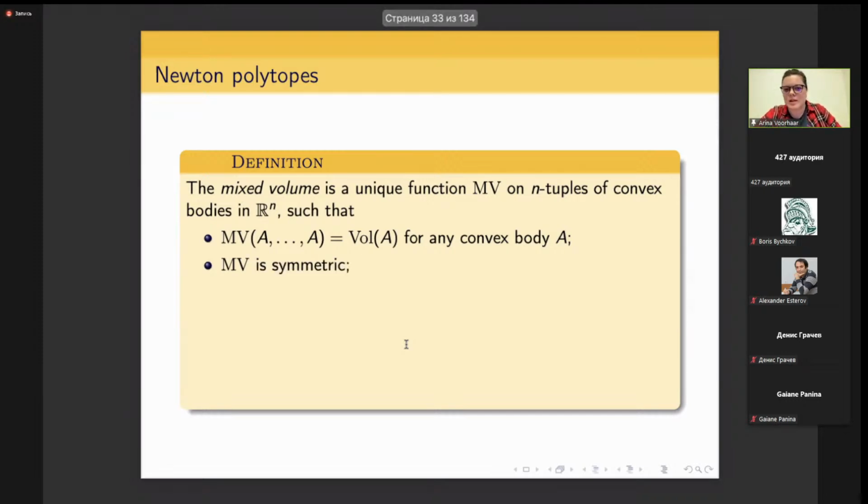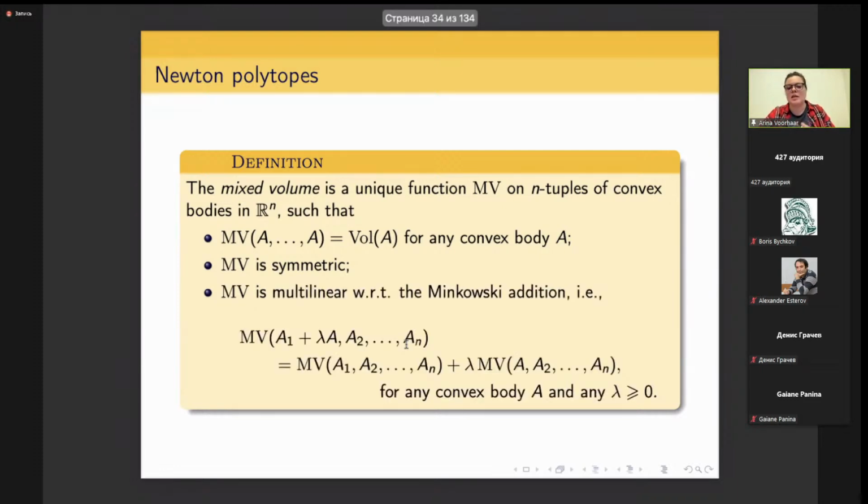Another property is that the mixed volume is symmetric. So if you interchange arguments, it's not going to change in any way. And finally, it's multilinear with respect to Minkowski addition. For example, if you want to add a convex body to one of the arguments, since it's symmetric, you can consider without loss of generality just the first argument, and then you can write the mixed volume as this linear combination.